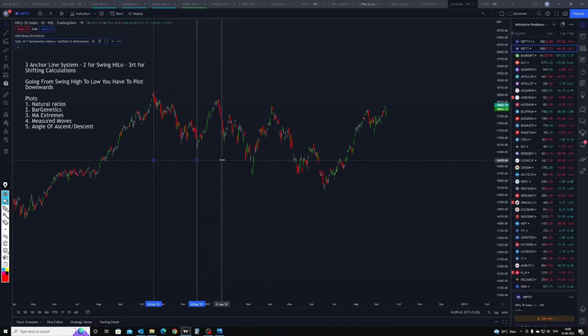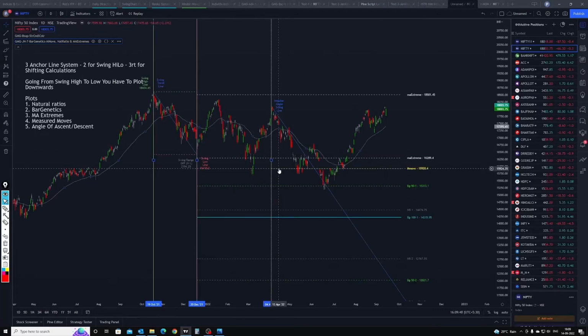So if you want to calculate this move from this point, this high, it is showing that it is 15,920.40. So this is the measured move or the equal move, considering the swing value, the swing high and the swing low. So now we come to the last one, that is the angle of ascent and descent.